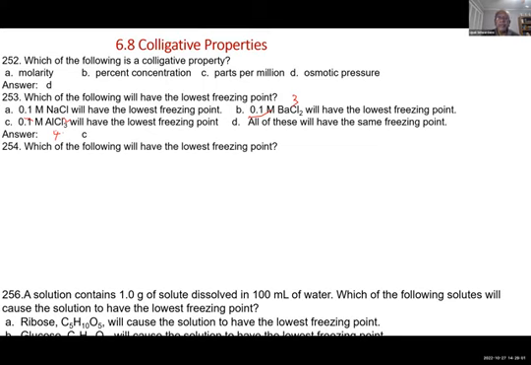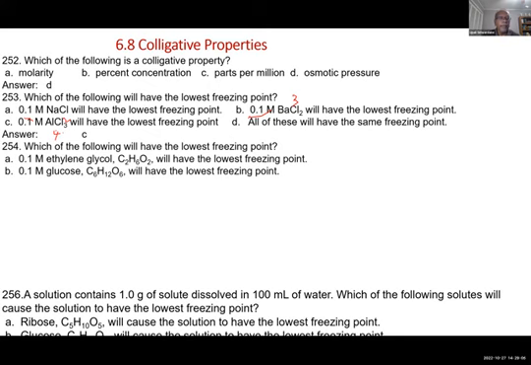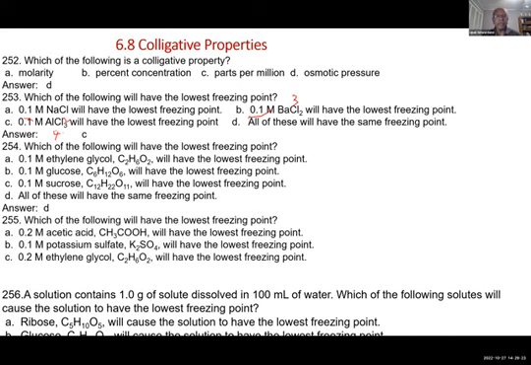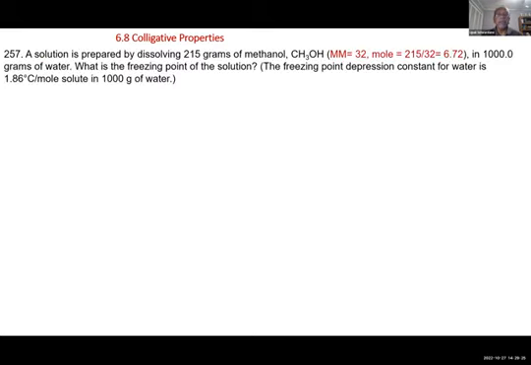Which of the following has the lowest freezing point? All are same concentration. They don't break up in water. Therefore only same number of particles. Therefore all will have the same. Now freezing point depression, boiling point elevation.